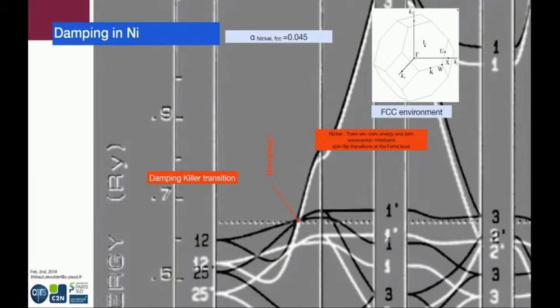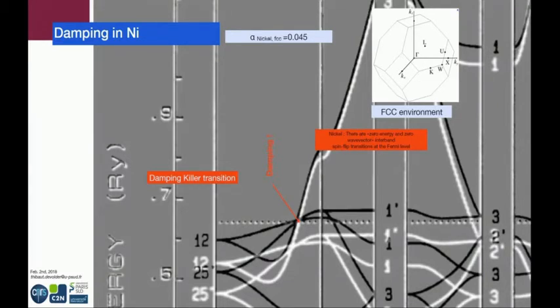So this is really a transition that is a potential killer for damping, and that can generate a large damping. Effectively, the damping of nickel is 45 × 10^-3, which is 20 times larger than that of iron. The main reason is the availability of this transition in one case and not in the other case.